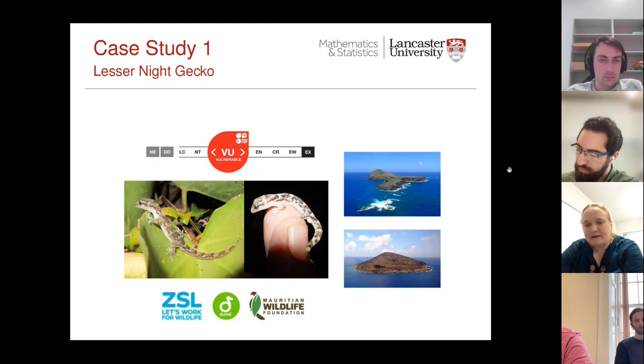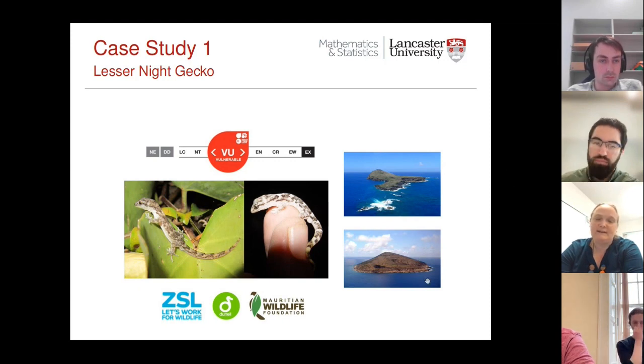There are a number of considerations we've got to take here. First of all, we've got to think about the impact of removing lesser night gecko from Gunner's Coin. It's a relatively small population. If we remove 80 to 90 individuals, what impact is that going to have? We also want to think about the potential impact on the native species on Round Island, which has a number of species that would be predators to lesser night gecko. So in order to think about that, Katie's been thinking about different release strategies to optimize the chances of survival of the lesser night gecko.